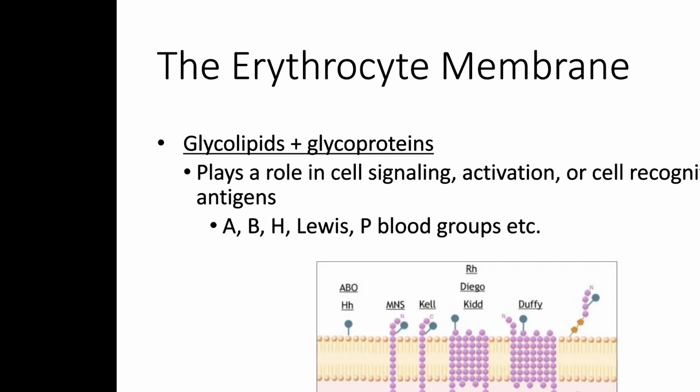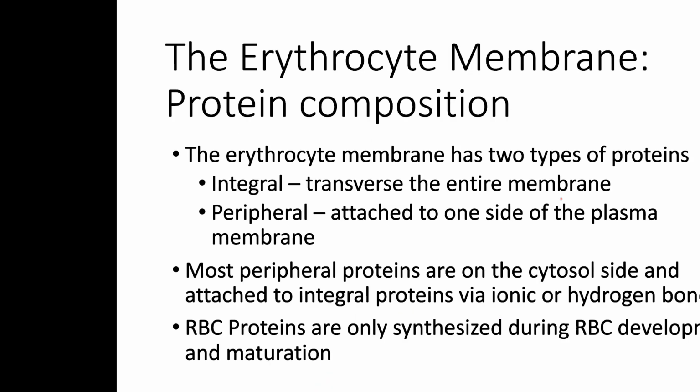Glycolipids and glycoproteins act like your antigens, so they play a huge role in cell signaling, activation, and cell recognition. You'll talk a lot about these, especially in your blood bank. These are what we call your antigens, and this is what blood banking is all about. Fortunately, we're not a blood bank class, so we won't really talk about it too much.